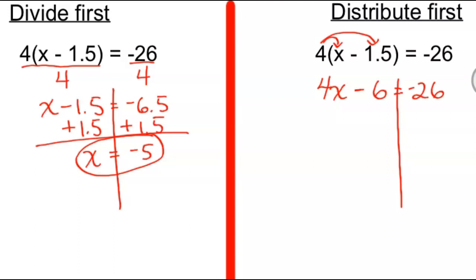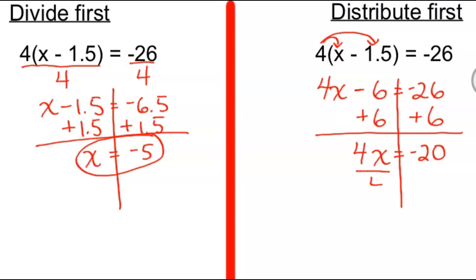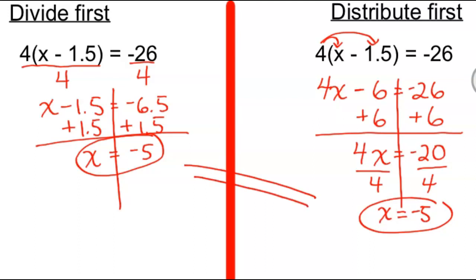Reverse order of operations, I'm going to add 6 to both sides first, and I get 4x equals negative 20. And then I'll divide both sides by 4. At this point, I'm getting x equals negative 5. Now, it's always smart to go in and check it, but you can see that with both of these methods I get x equals negative 5, so that's a good sign that I probably did it right.